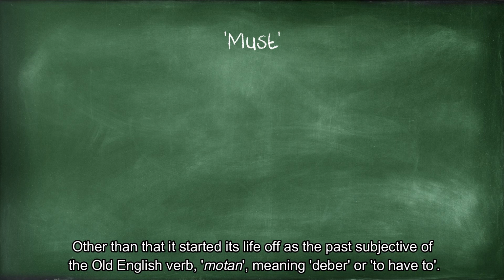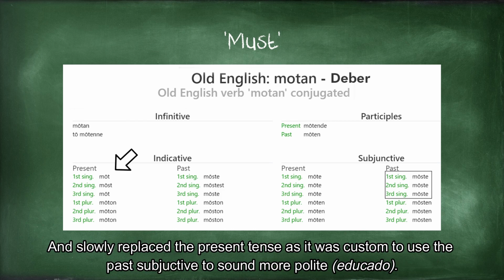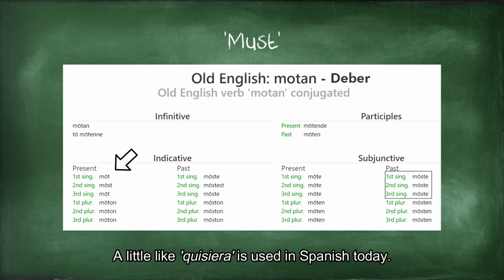Next, there's must, and there's not all that much to say about must, other than it started its life off as the past subjunctive of the Old English verb motan, meaning deber, or to have to, and slowly replaced the present tense as it was custom to use the past subjunctive to sound more polite. A little like quisiera is used in Spanish today.